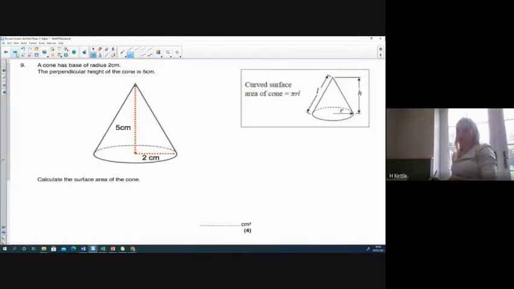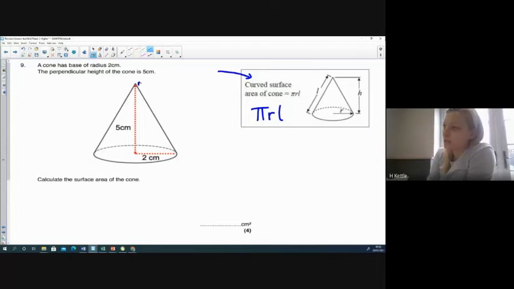Right, question number 9. I don't know if it's 9 or not. A cone has base of radius 2. The perpendicular height of the cone is 5. Calculate the surface area. Now, I've put the formula up here because if you were asked this, you would be given it. So the curved surface area of a cone is pi r L, where r is the radius and L is the slanted height. The slanted height. So this would be L.